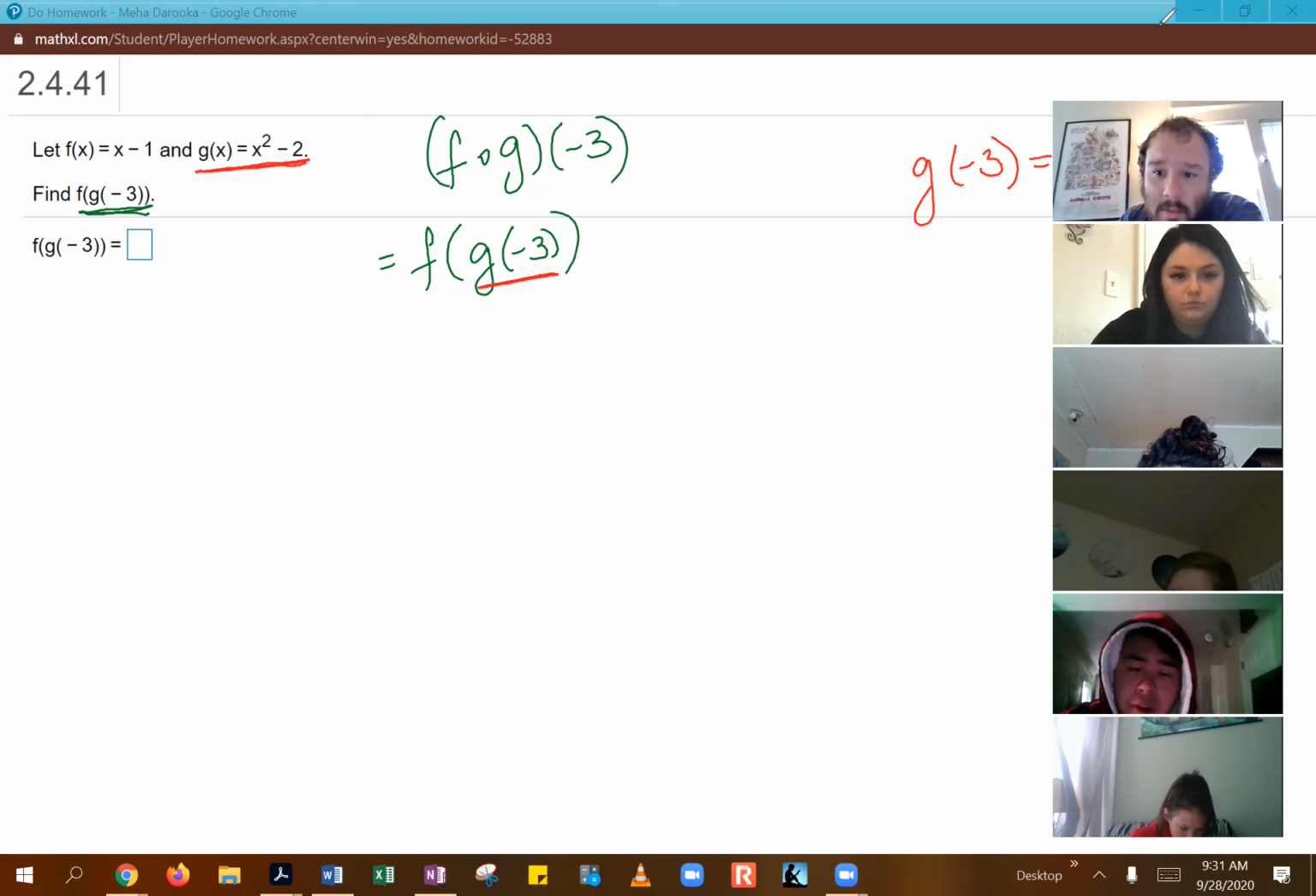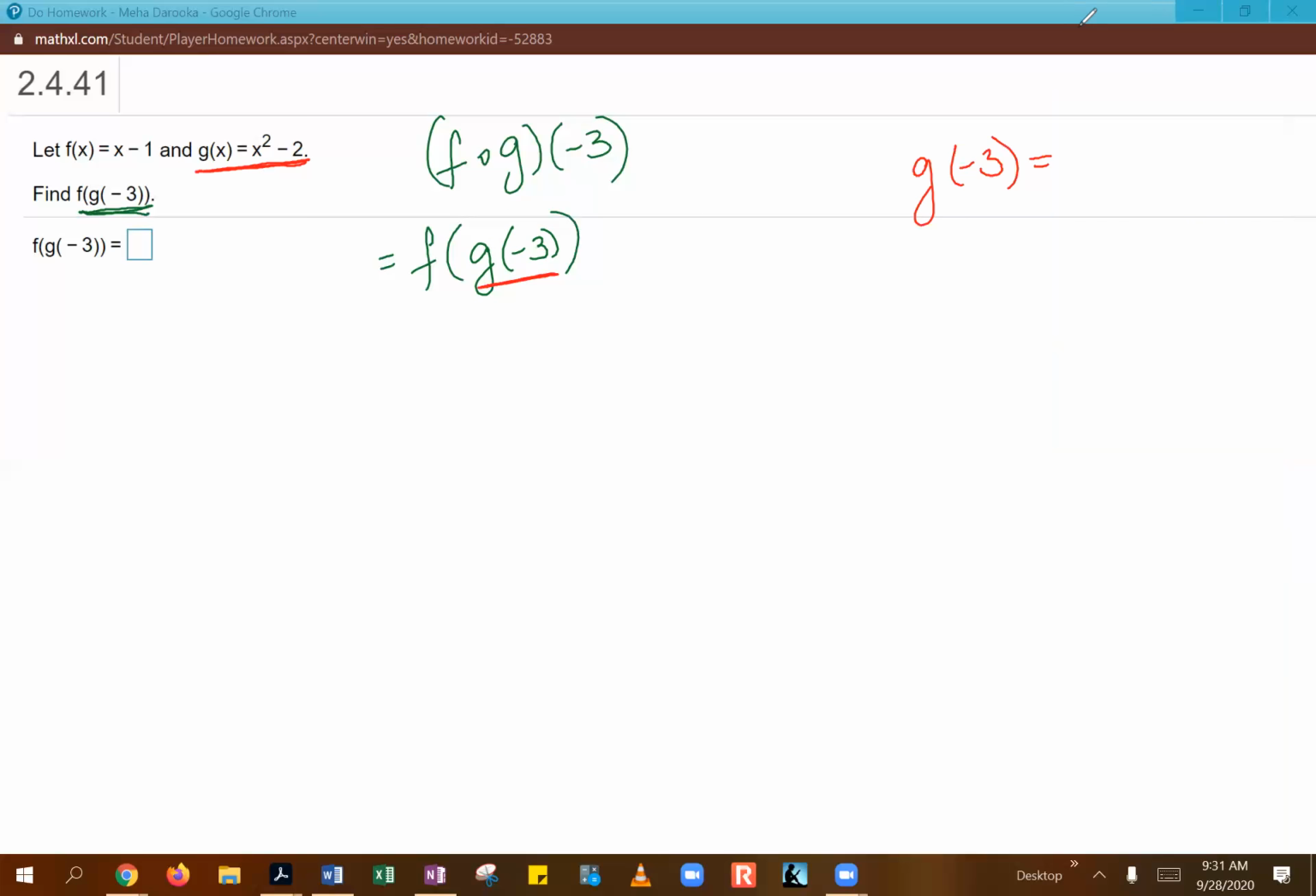It'd be 9 minus 2. Yeah, because your x is -3, right? So you've got x squared, which will end up becoming -3 squared minus 2. So -3 squared becomes +9, minus 2 becomes 7, right? So the idea is this 7 is actually now going to become the input for the f function.